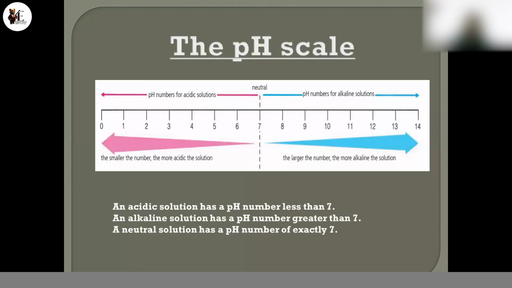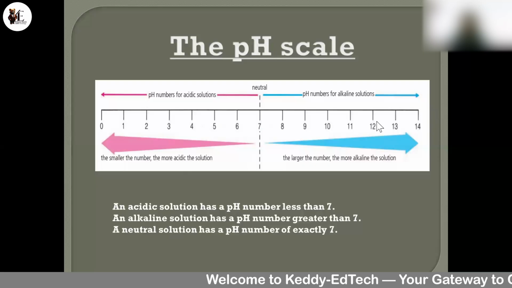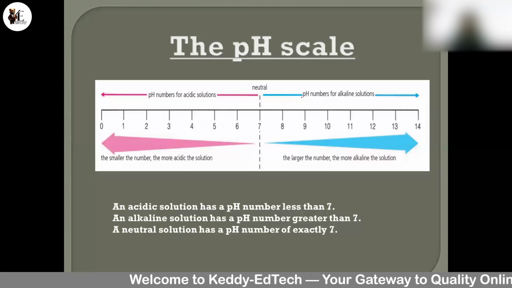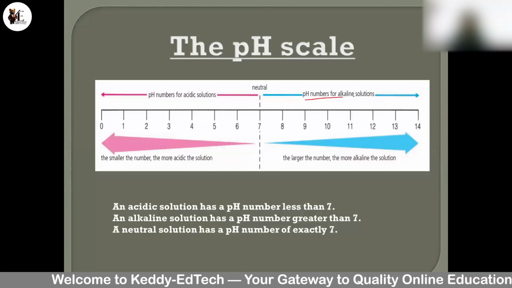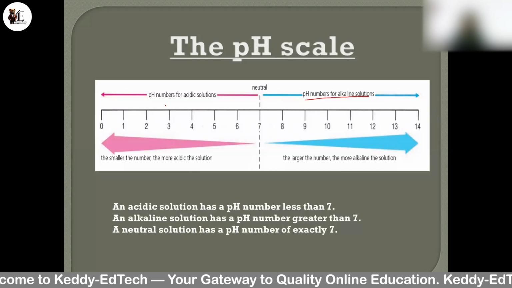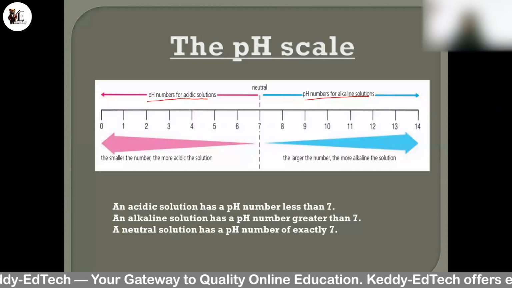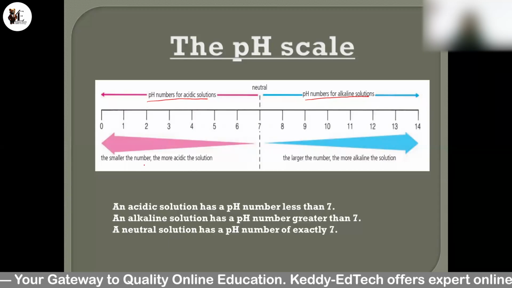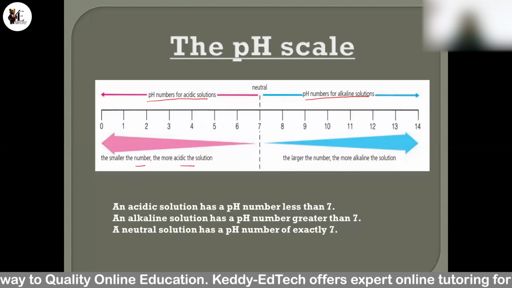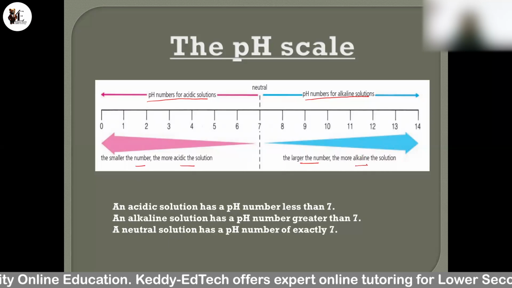Now this is a pH scale. We can determine which is an acid and which is a base by using the pH scale. Okay, so you can see that this scale is up to 14. From 7 to 14, these are my pH numbers for alkaline solutions. From 0 to 7, these are my pH numbers for acidic solutions. The smaller the number, the more acidic the solution, and the larger the number, the more alkaline the solution.